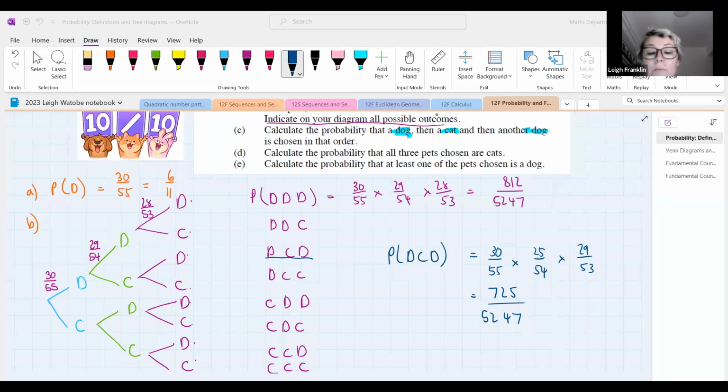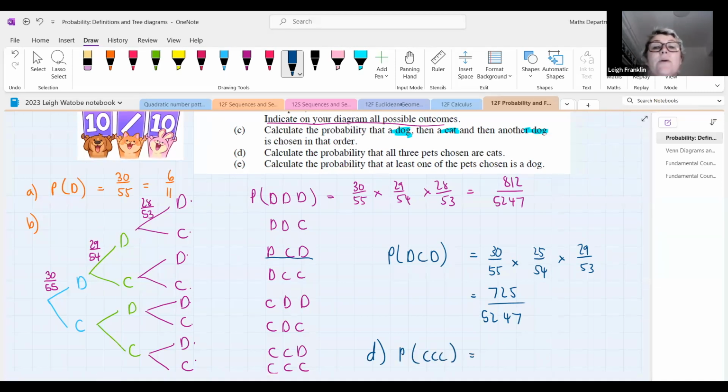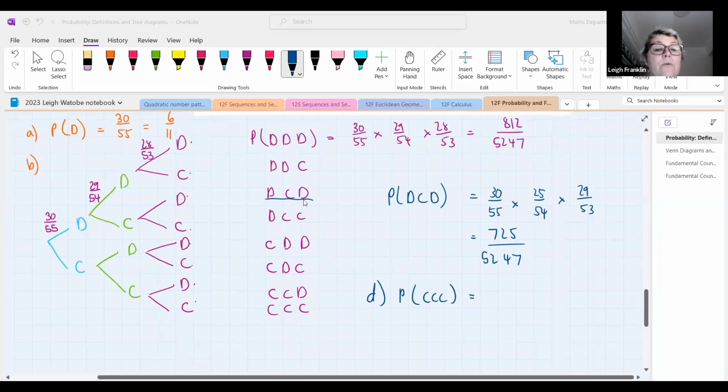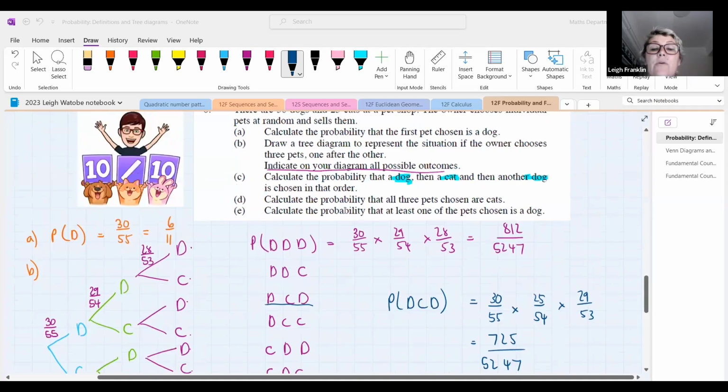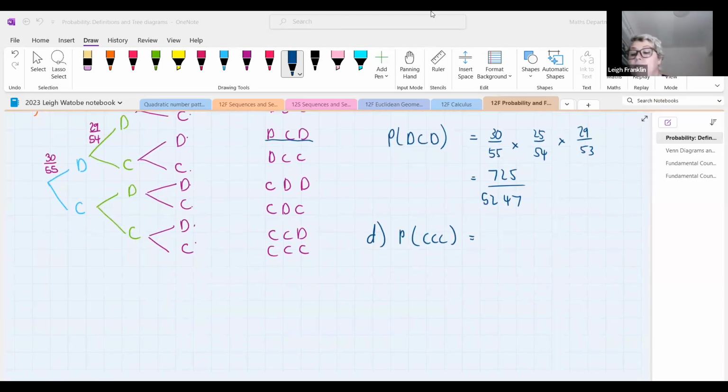All right, let's do one more. Let's answer question D. Maybe this will be a little bit easier for you guys. Shame, this is obviously quite difficult. So remember, it said dog, cat, dog in that order. Okay, so let's do cat, cat, cat. And then we'll leave it there. What's the probability of choosing a cat, followed by another cat, followed by another cat? Let's see how that one goes.